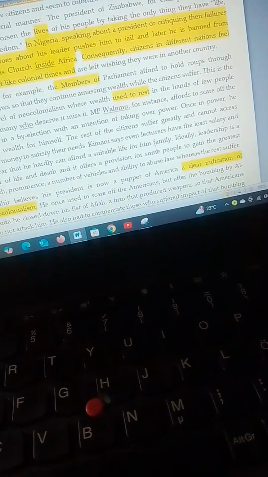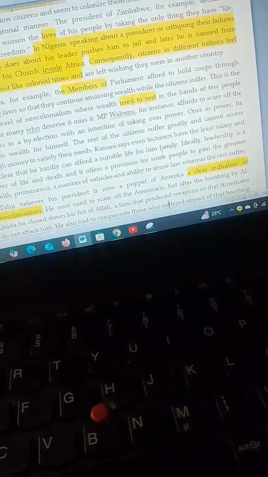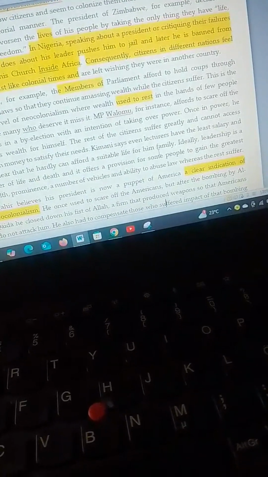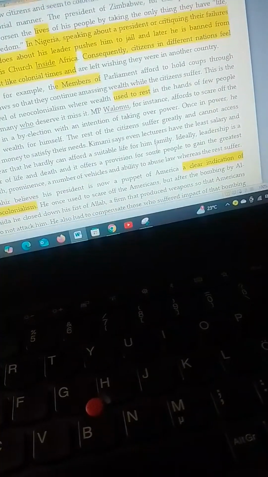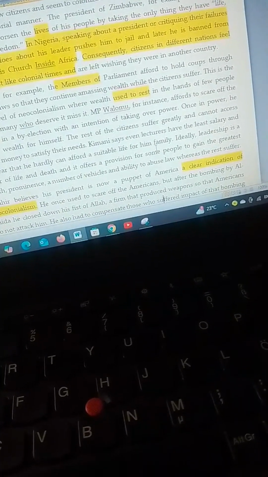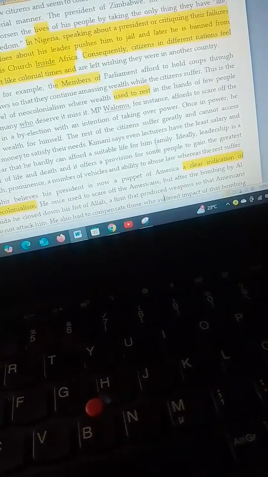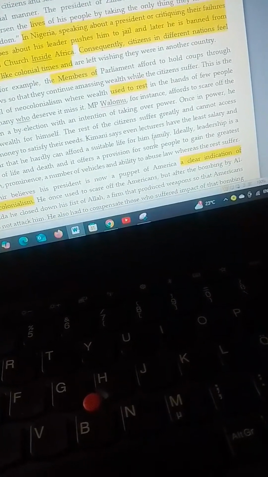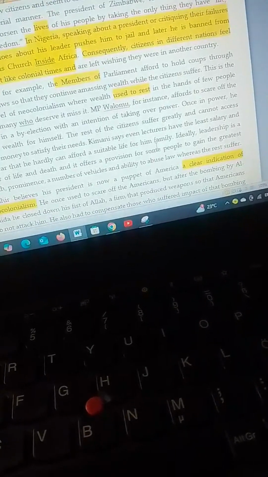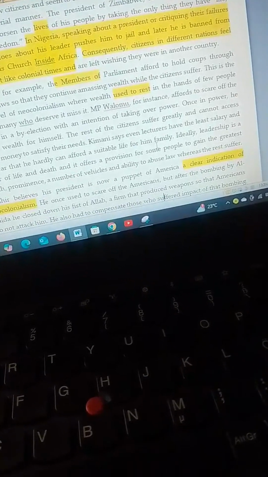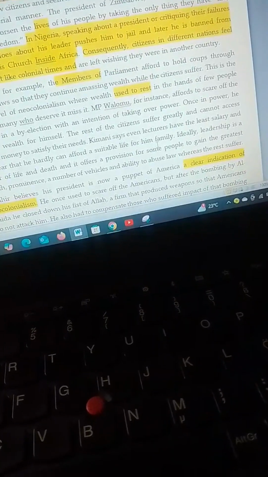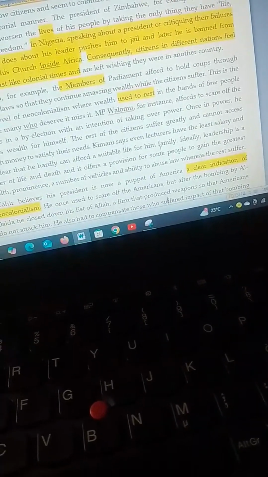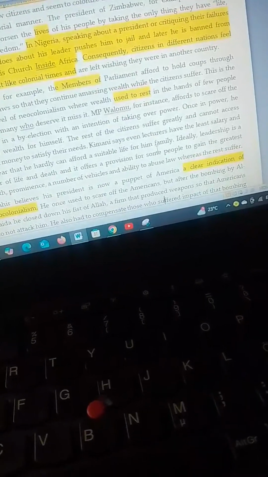In Kenya, the members of parliament afford to hold coups through amending laws so that they continue amassing wealth while citizens suffer. This is the highest level of neocolonialism, where wealth used to be with few people, whereas the rest of the citizens suffer. MP Walomu, for example, affords to scare off the pursuers in the by-election with an intention of taking over power from the fallen man, pesa kubwa kazi ndogo.